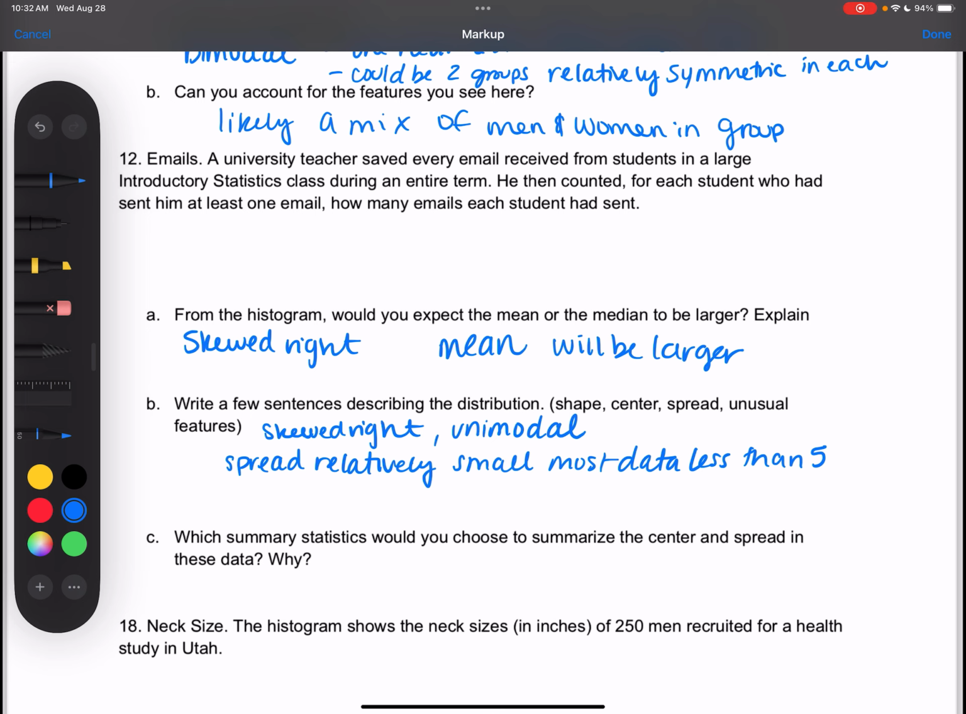But what do you notice all the way out to the right? There is one person who sent 21. One person sent 21 emails. That's insane. That is a lot of emails. So we can safely say that is an outlier. So I would say one outlier, very far from the rest of the data. Yes.